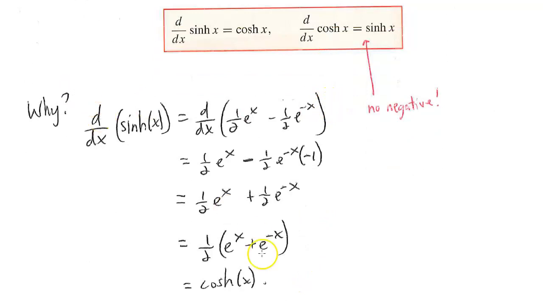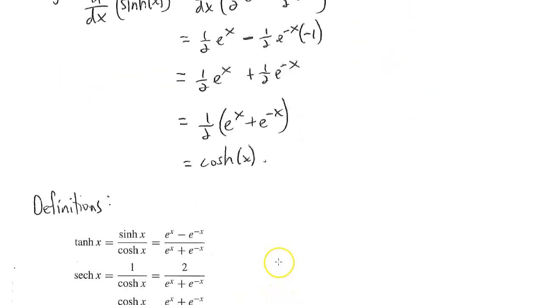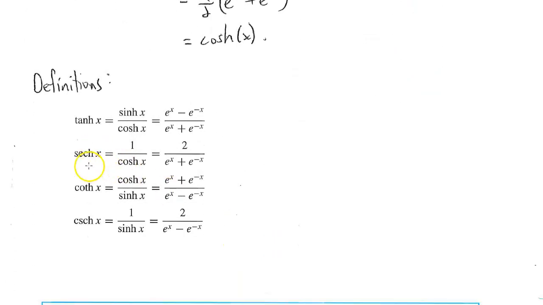Okay, so the derivative of sinh is cosh, and you can do it the other way and show that the derivative of cosh is sinh. In fact, we have several other definitions. We define tanh of x, or hyperbolic tangent, to be sinh over cosh. Okay, just kind of like tangent is sine over cosine.